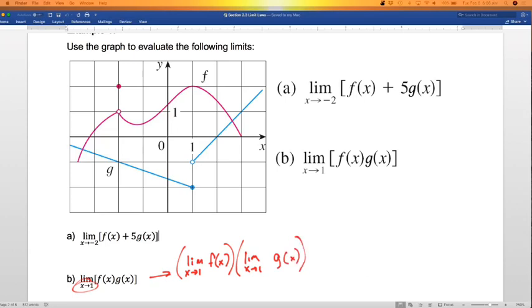So what is f approaching as x approaches 1? Two. Okay, and what is g approaching as x approaches 1?